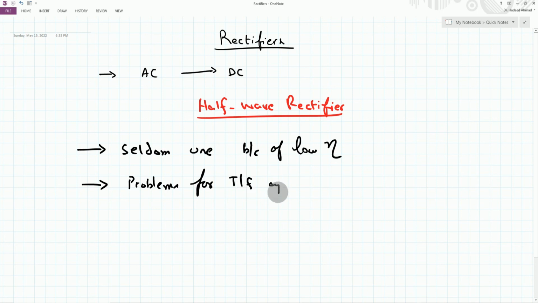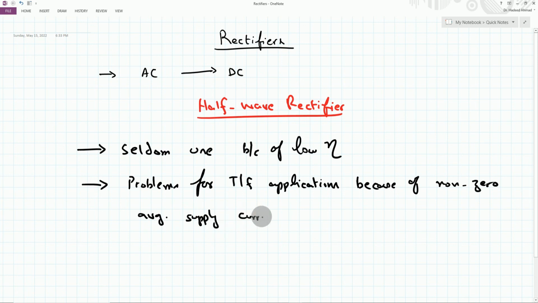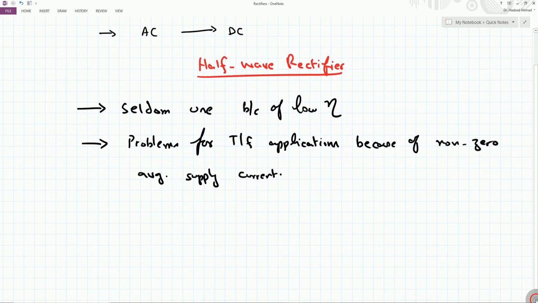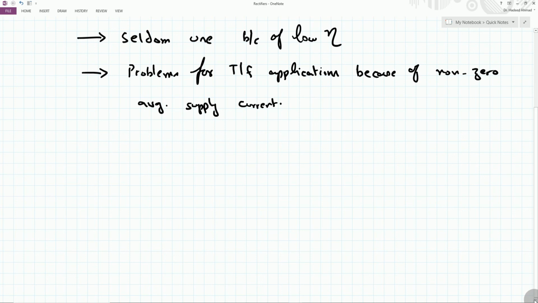for transformer based applications because of the non-zero average supply current. However, this circuit is quite easy and simple, as I will draw it here, and it gives a very good way to initialize the mathematical treatment of the rectifier circuits.